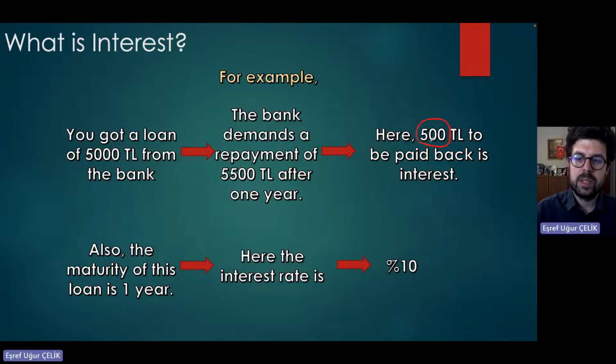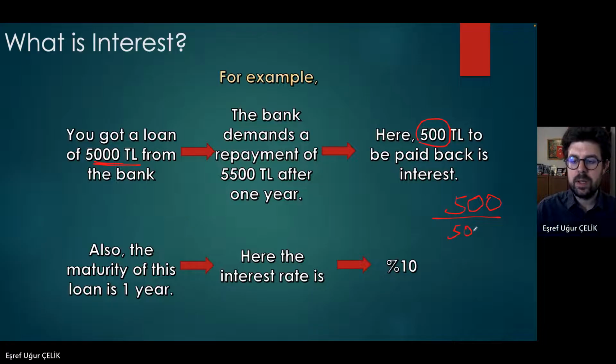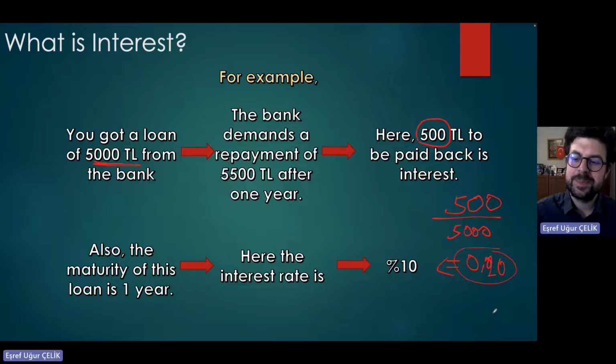This is the 500 Turkish lira to be paid back as interest. We can divide the interest by the loan amount, 5,000. So that gives 0.1. Sorry for that, that is 0.1, and this is 10%. Okay. You see over there, we can delete that part. Okay, 0.1 is 10%. This is the interest rate.